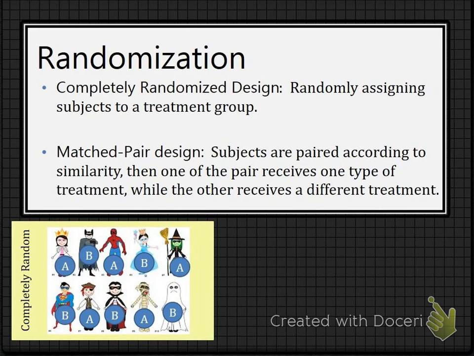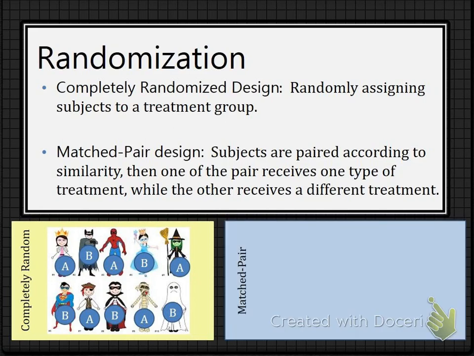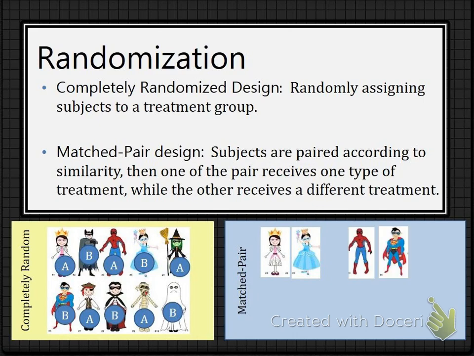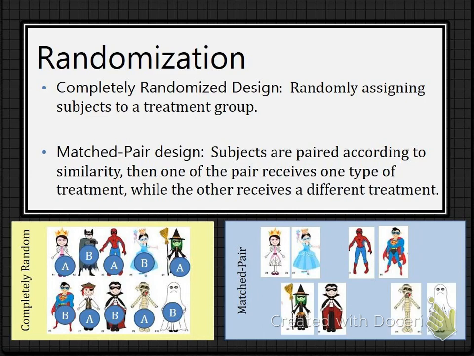Or you can do what's called matched pair. If you're really worried about even completely randomizing, running the risk of having one group share a characteristic, you can match your subjects up by that characteristic. So maybe you put the princesses together, and then the superheroes together, and then the villains together, and then the dead people or ghosts together, right?